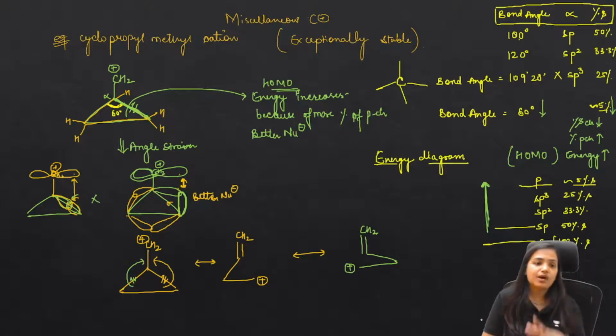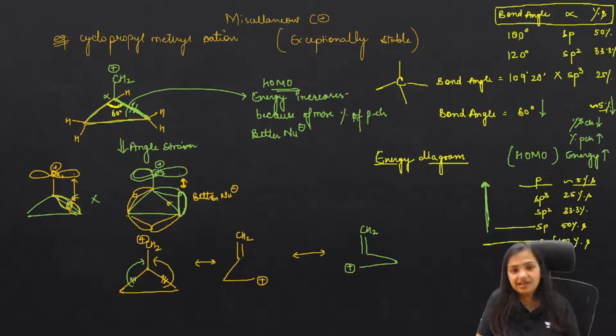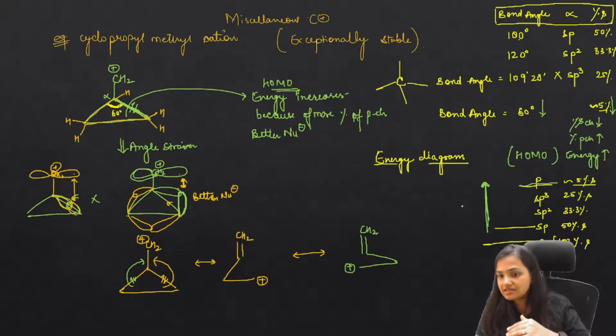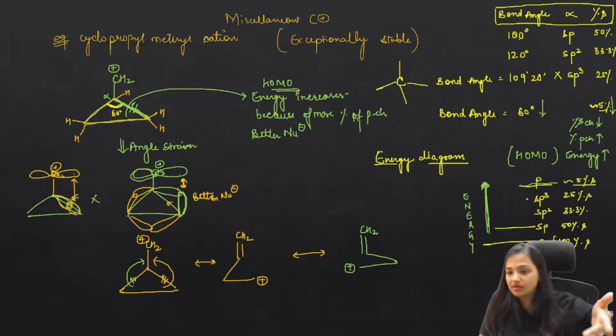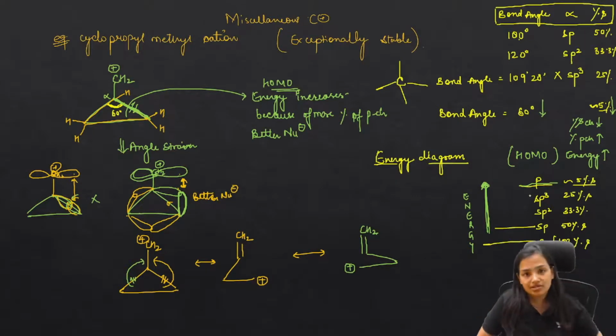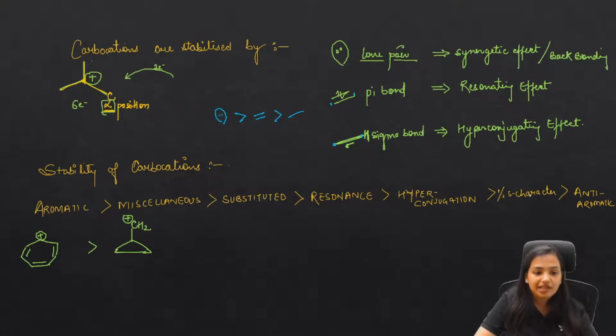But if you ask me, rather than calling it a dancing resonance or something else, it's better to understand the nucleophilicity, the energy diagram. As the angle decreases, the S character decreases, the P character increases, and since the P character increases, the energy increases. This is your energy level diagram. Here we are talking about the energies, right? So since the energy increases, this becomes a better nucleophile, and since it's a better nucleophile, it is giving its electron pair very easily. It is getting more stabilized. So this is the explanation for this cyclopropyl carbocation.